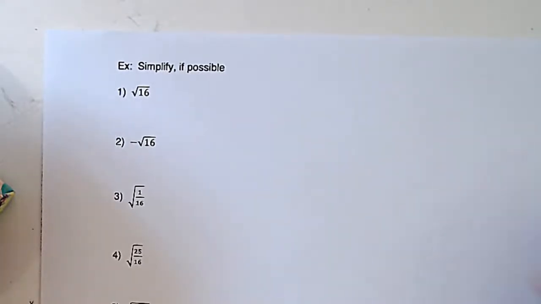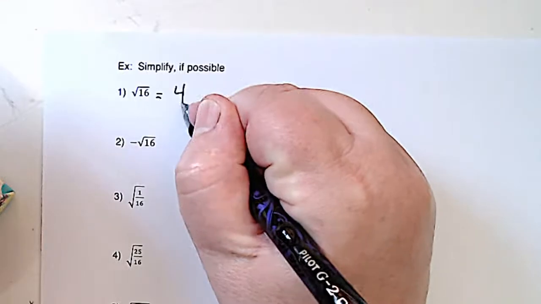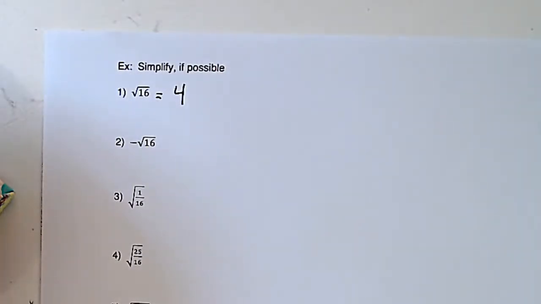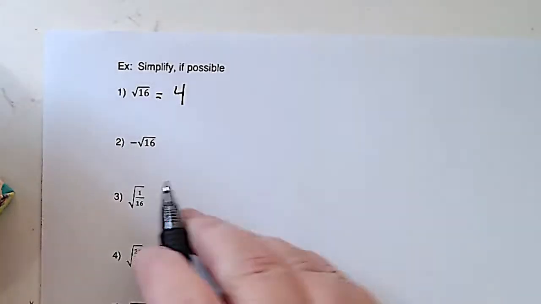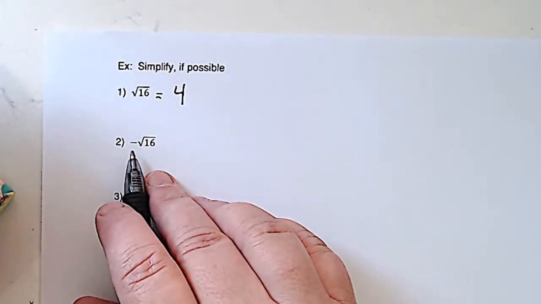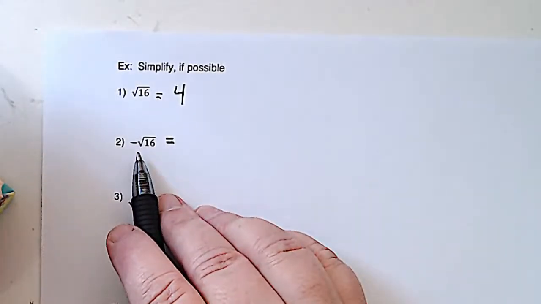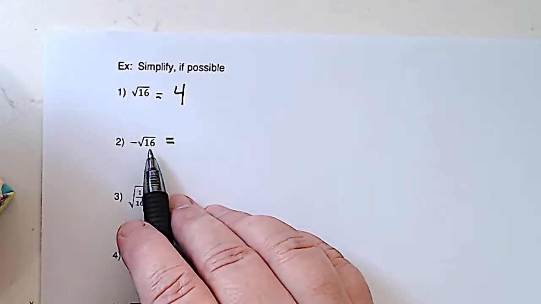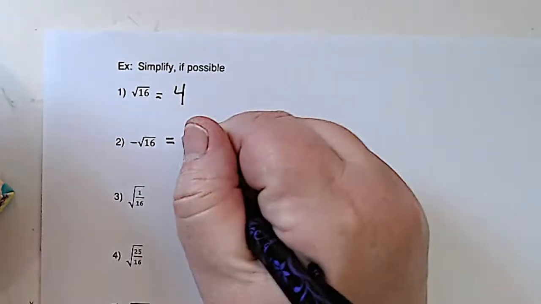Okay, so we're going to be simplifying. Radical 16, square root of 16 is 4. And that was the positive one since it's plain. It doesn't have any sign out in front. Now this one has a minus out in front, which means it's the opposite of radical 16 or negative radical 16, or let's be honest, negative square root of 16 is what a lot of people call it. That's -4.